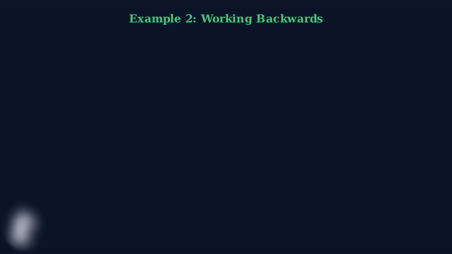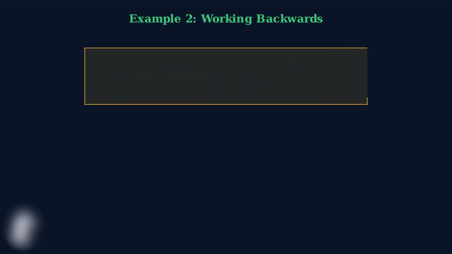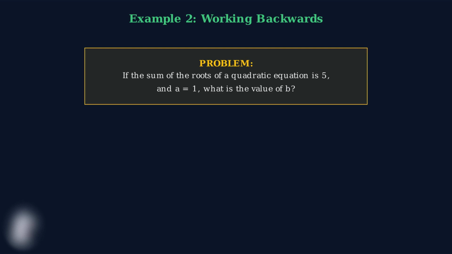Instead of finding the sum when we know the equation, we'll construct an equation when we know the sum of the roots. Here's our problem. If the sum of the roots of a quadratic equation is 5 and the coefficient a equals 1, what is the value of coefficient b? Let's identify what we know. The sum of the roots alpha plus beta equals 5 and the coefficient a equals 1.